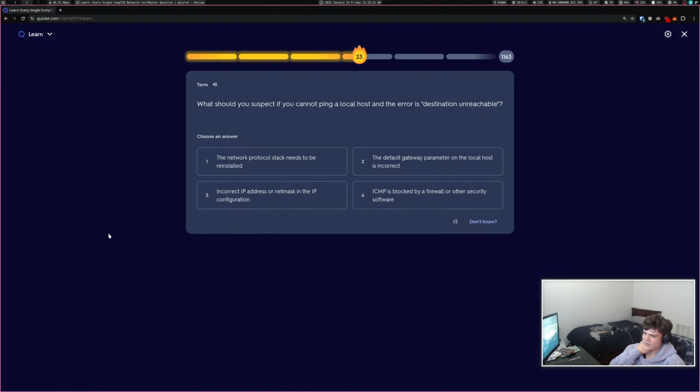What do you suspect if you cannot ping a local host and the error is destination unreachable? Unreachable? Whoops. If you can't ping a local host?